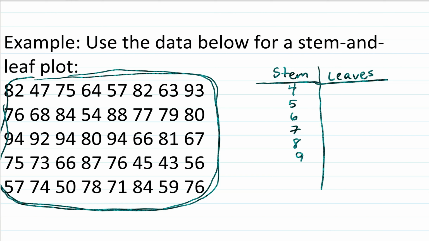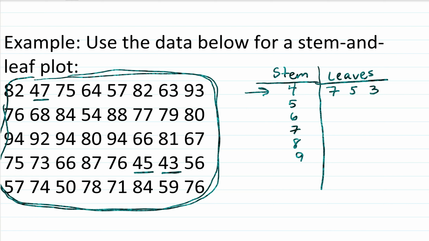And now I look for the leaves. Those would be the numbers in the ones place. So I'm starting with the 40s. I see a 47, so a 7 can go there. And I'm just going to go through each row looking for my 40s. In this fourth row, I see a 45, so put a 5 there as another leaf. Then next to it, I see a 43, so I put a 3 there.